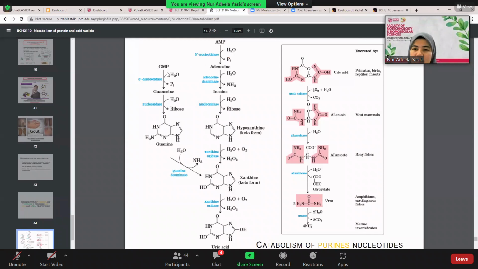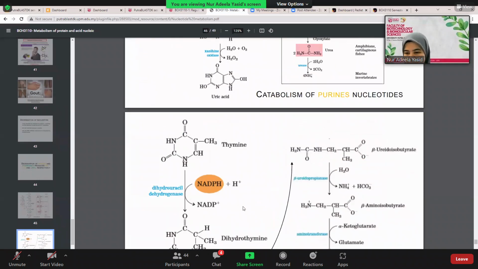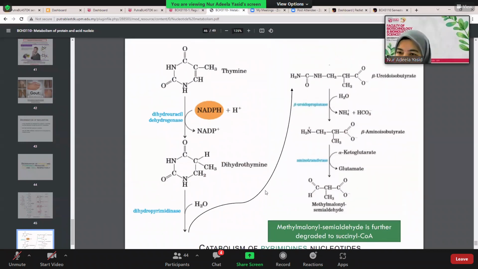Basically, dia akan guna enzyme nucleotidase lah, but it will undergo this deamination reaction juga. Okay, so from xanthine, it undergo this xanthine oxidase to form uric acid. Okay, so uric acid is the end product for degradation of nucleic acid. So this one is the catabolism of pyrimidine nucleotides.